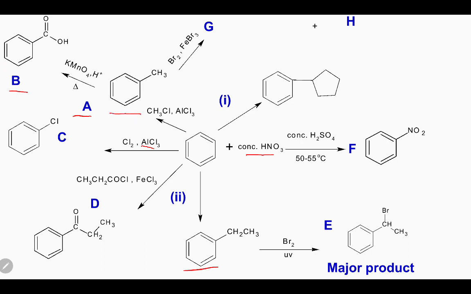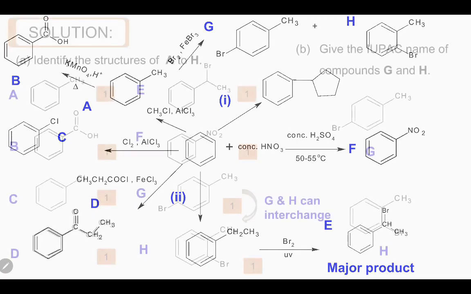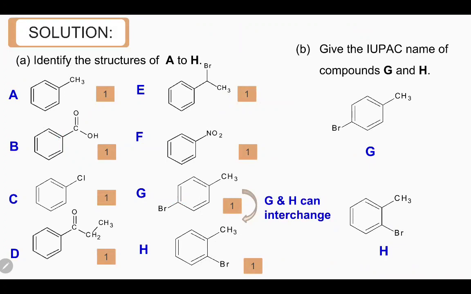Next, toluene, if brominated in the presence of the Lewis acid FeBr3, you get a mixture of products consisting of substitution of bromine at the para position and substitution of bromine at the ortho position. So these are the answers of the structures of the products from A to H. Please note G and H are interchangeable.